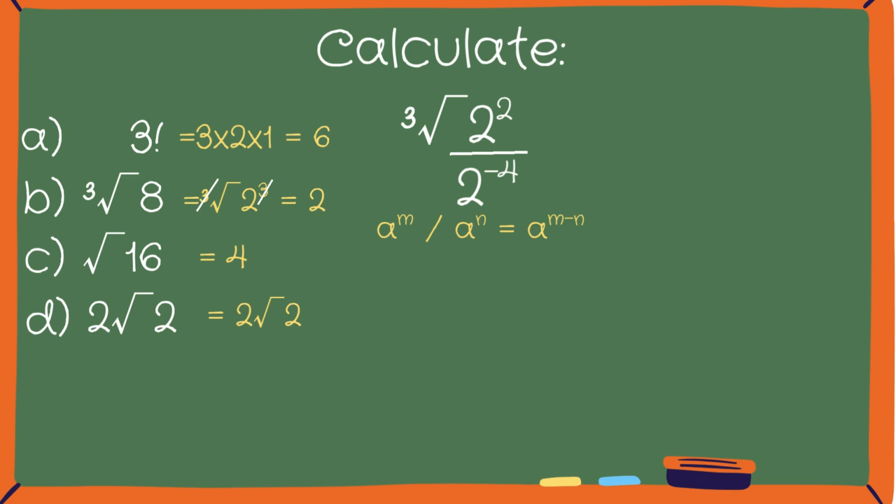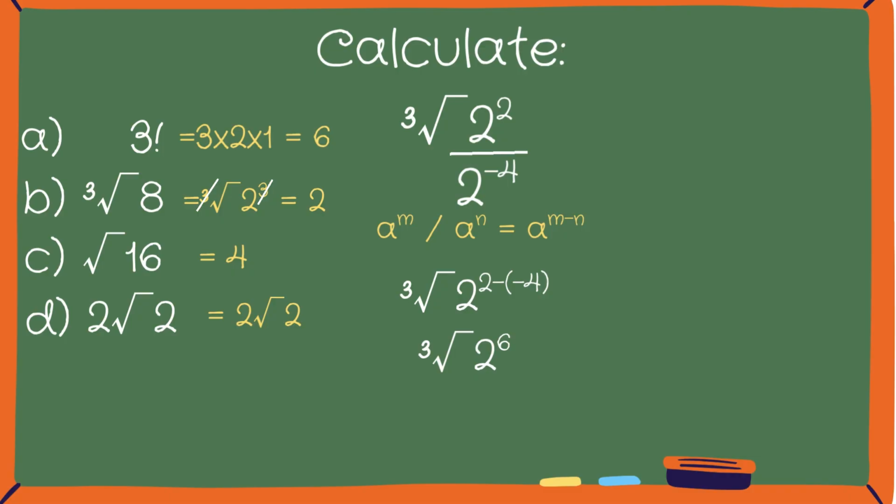What is m? 2 minus. And what is my n? N is minus 4. So, look, I have the cube root of 2 raised to the power of 2 minus minus 4, and minus times minus is plus, so I'm going to rewrite it. Look, I have the cube root of 2 raised to the power of 2 plus 4, which is 6. So far it's very easy, very good.